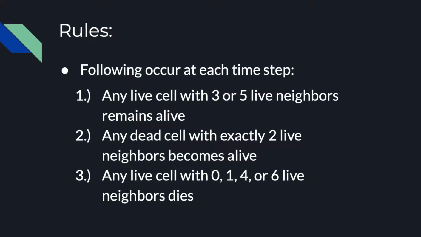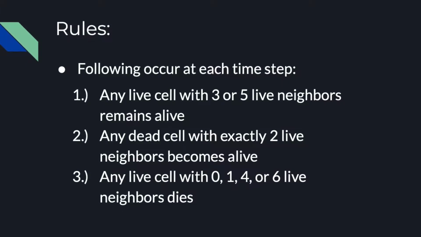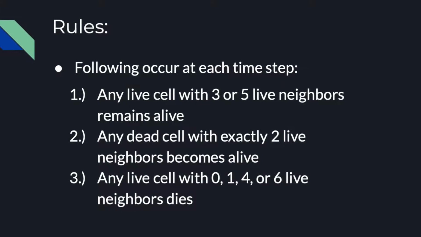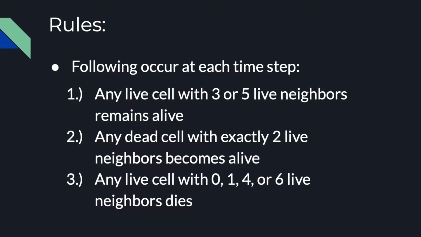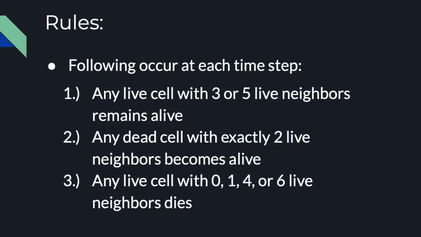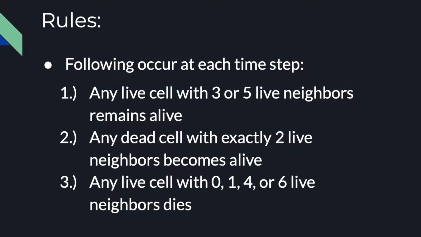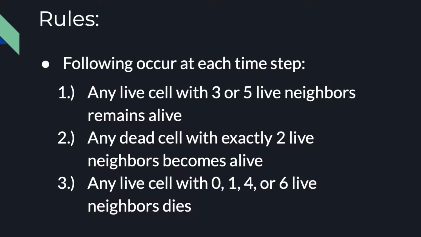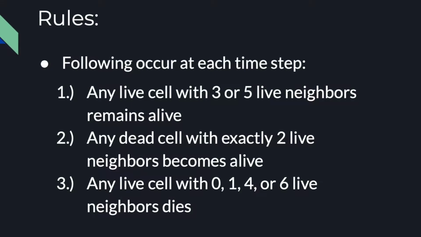1. Any live cell with 3 or 5 live neighbors remains alive. 2. Any dead cell with exactly 2 live neighbors becomes alive. 3. Any live cell with 0, 1, 4, or 6 live neighbors dies.